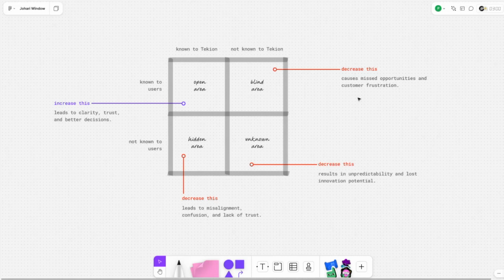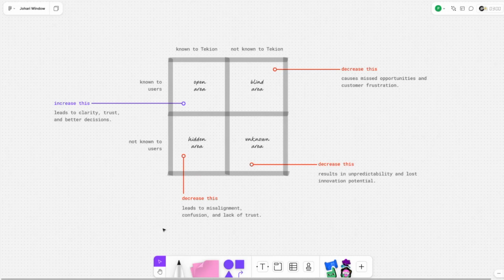If we never knew about it, if you never received that feedback, or if you never observed your customers, you would just feel like, oh, I have a very cool thing out there, but you would never know that it's actually a blind spot. Your users are not really happy, right? Now, hidden area. Hidden area leads to misalignment and confusion and lack of trust.